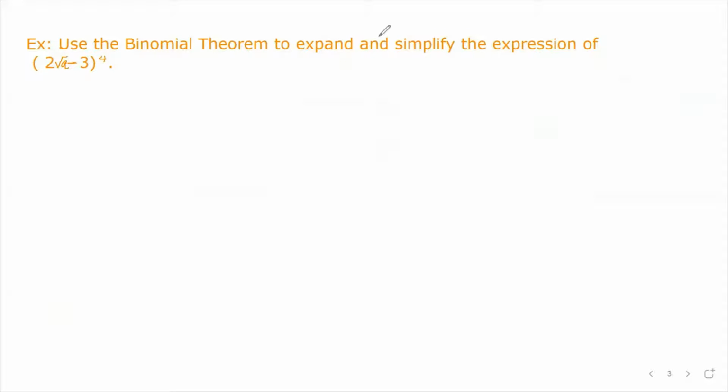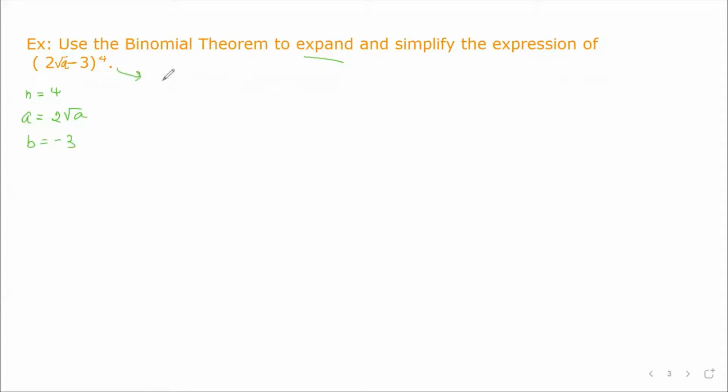Now this question just wants us to expand and simplify. Maybe this one I can let you do. From this one, (2√a − 3) the whole thing power 4. That means we're going to have 5 terms, correct? Power 4 must have 5 terms. Then in this case, n equals 4, and a equals 2√a, and b equals negative 3.